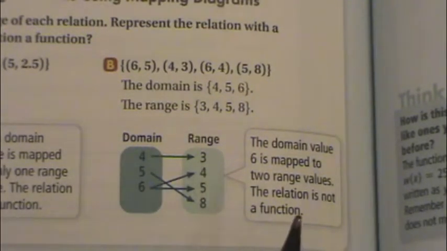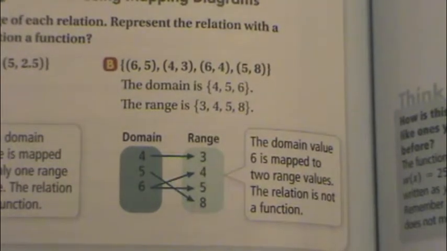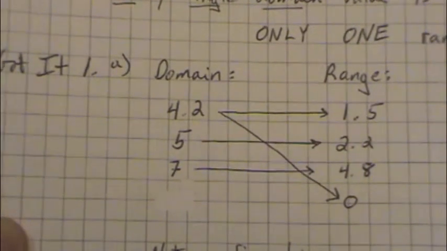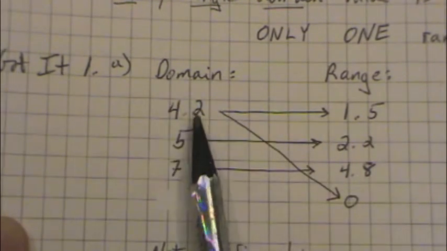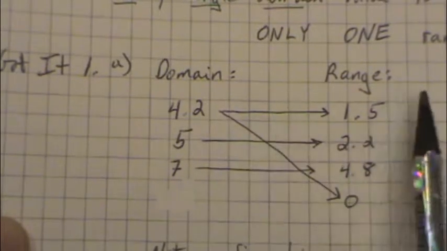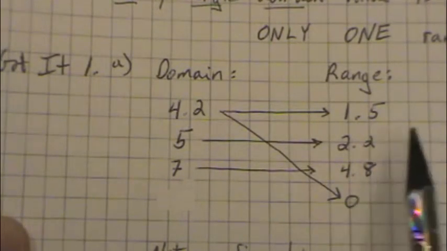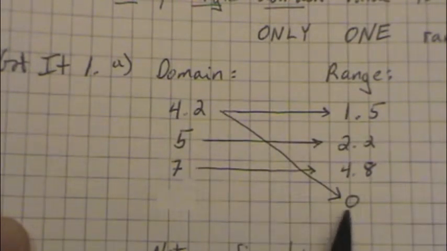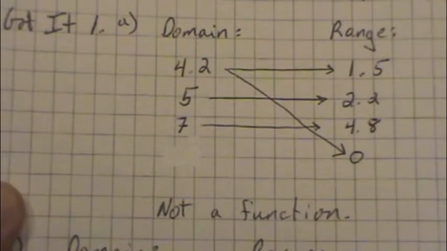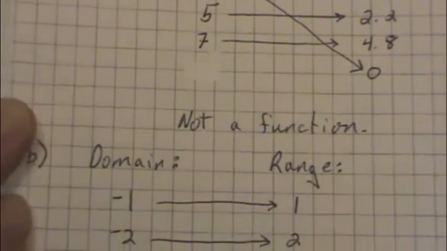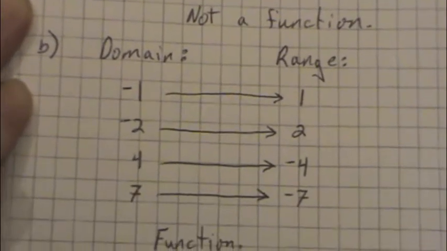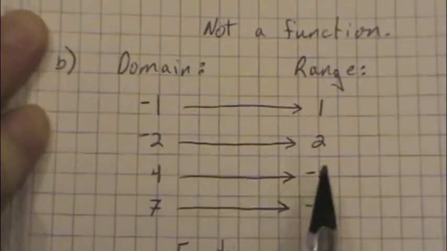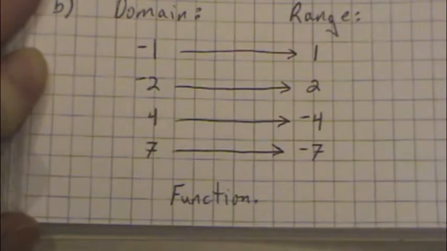And that's all they want you to be able to do to use these mapping diagrams for Got It number 1. So in Got It number 1, you should end up with a list kind of like this. Domain with the numbers that were x values, range with the numbers that were y values, and you see it right away. 4.2 is matched with 2 range values. So this is not a function. Let's see what happens with letter B. Every domain value has only one range match. So that one is a function.